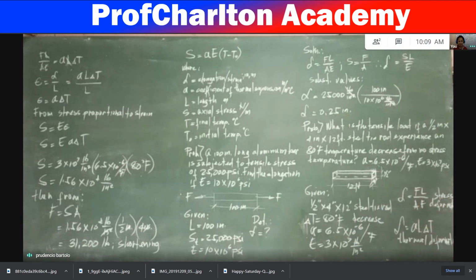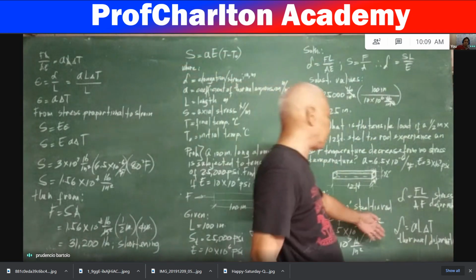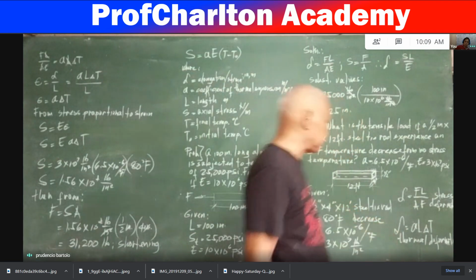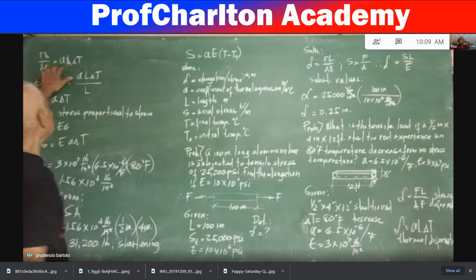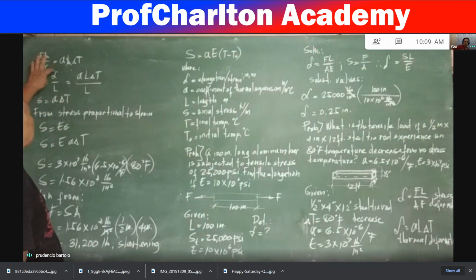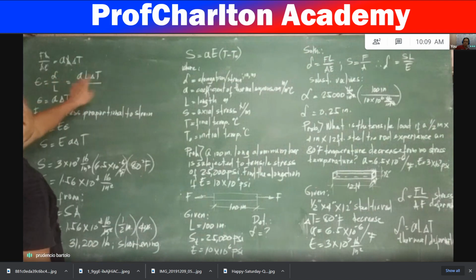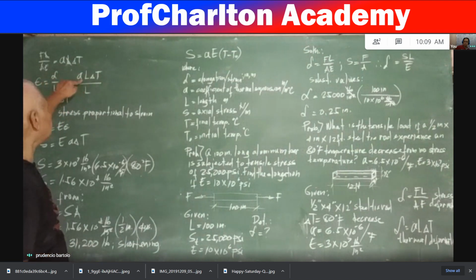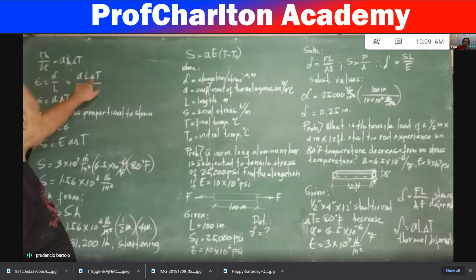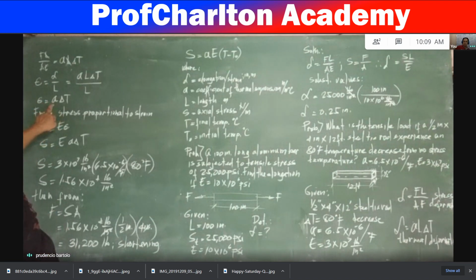Now, the relationship that we are going to consider is the deformation in terms of the stress and the deformation in terms of the thermal stress. So we can equate the two. The strain is the deformation divided by L. From this, the deformation is equal to the coefficient of thermal expansion multiplied by the length multiplied by the change in temperature, which reduces to strain equal to the coefficient of thermal expansion multiplied by the change in temperature.